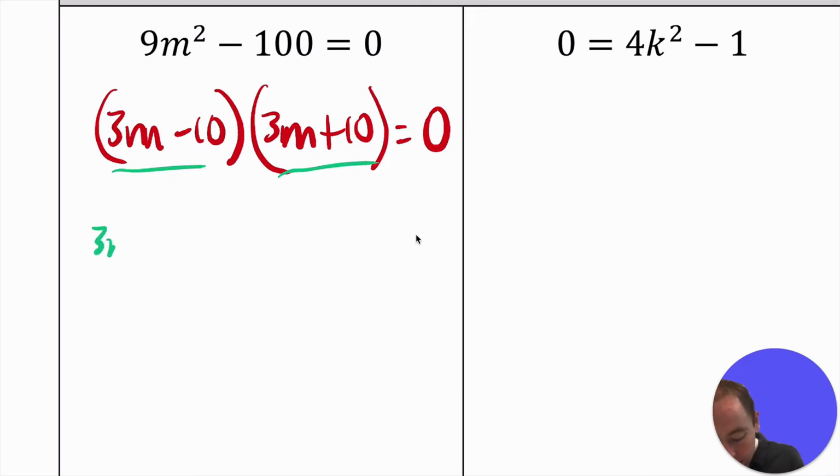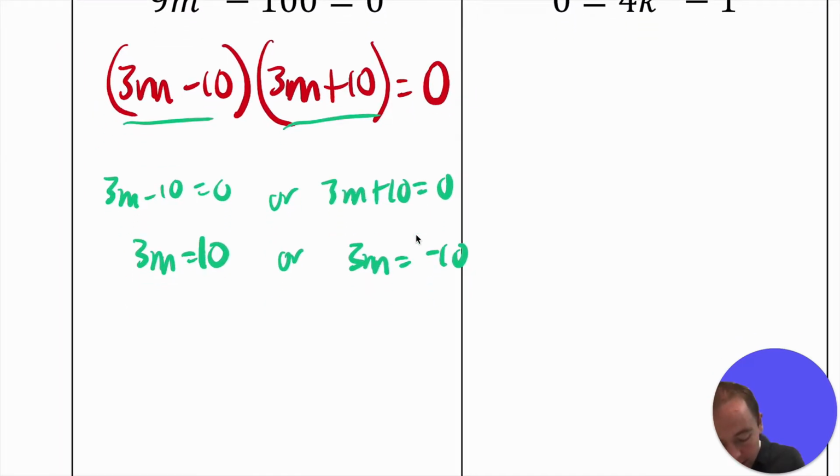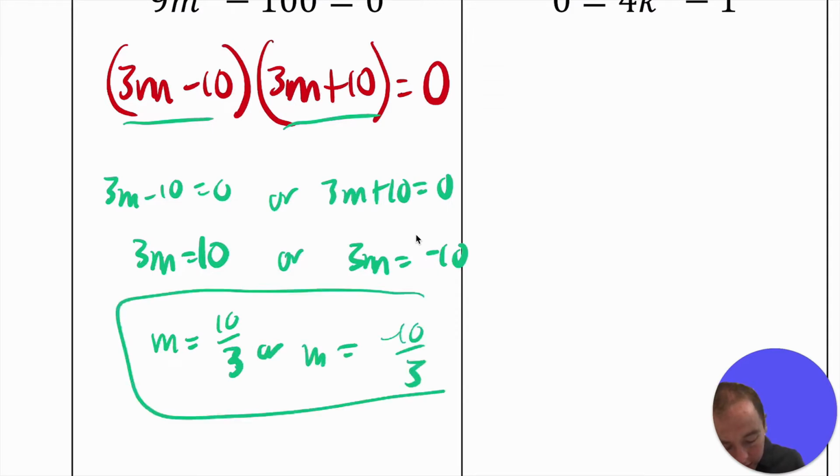So either 3m minus 10 needs to equal 0, or 3m plus 10 needs to equal 0. In one you need to add 10 to both sides, and in the other you need to subtract 10 from both sides. So we end up getting that 3m equals positive 10, or 3m equals negative 10, and you can divide by 3, and that's going to give you m equals 10/3, or m equals negative 10/3. Those would be your two solutions for that particular equation.